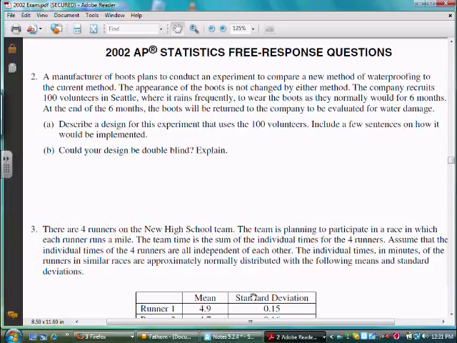So, but could you? Should you? It kind of depends upon your design. So how can you blind the subject? Don't tell them which boot they got. Okay? Which boot has which waterproofing on it. How do you blind the experimenter?